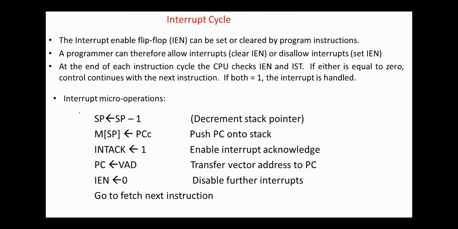Here we have the interrupt micro-operations. After decrementing the stack pointer, the CPU pushes the return address into the stack. It then enables the INTACK to acknowledge the interrupt. The priority interrupt unit here places the interrupt vector onto the CPU bus and from the bus to the program counter. Interrupt enable is cleared to 0 to disable further interrupts. So in the next instruction cycle, the instruction read from memory is the first instruction in the interrupt service routine.